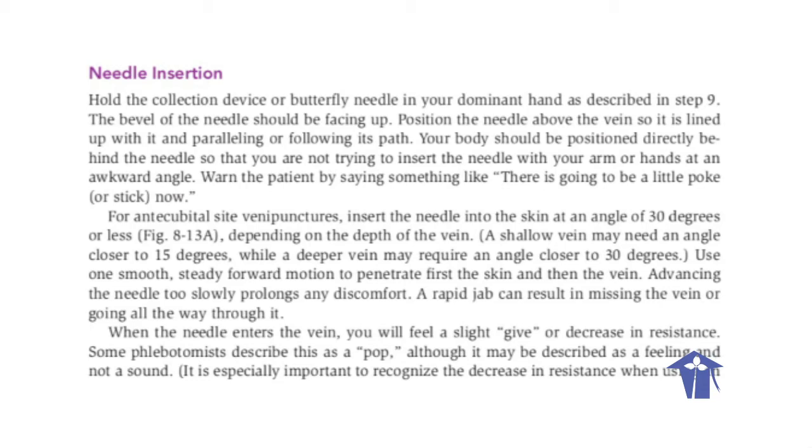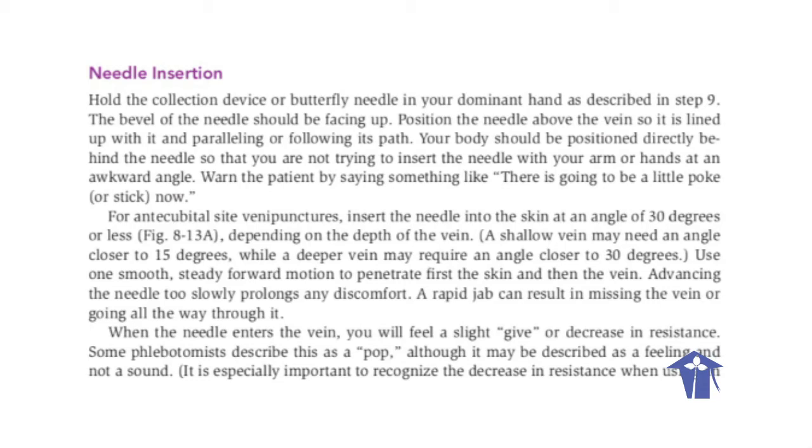For antecubital site venipunctures, insert the needle into the skin at an angle of 30 degrees or less, depending on the depth of the vein. A shallow vein may need an angle closer to 15 degrees, while a deeper vein may require an angle closer to 30 degrees. Use one smooth, steady forward motion to penetrate first the skin and then the vein. Advancing the needle too slowly prolongs any discomfort. A rapid jab can result in missing the vein or going all the way through it.